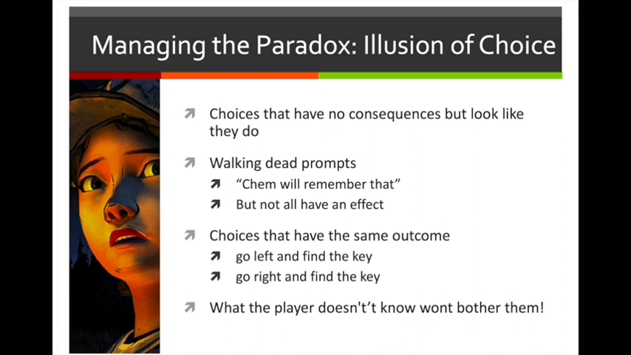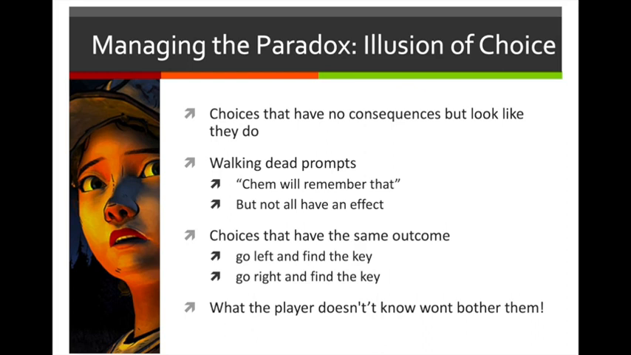You can also have choices where exactly the same outcome happens down both branches. So, you get to a room, there are 2 doors, and you can choose to go left or right, but actually whichever way you go, you'll find the important key that you needed to get for the story to continue. To a certain extent, what the player doesn't know won't bother them.